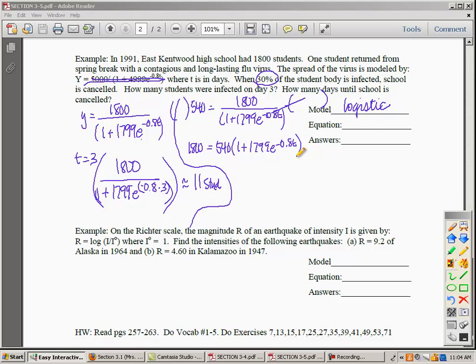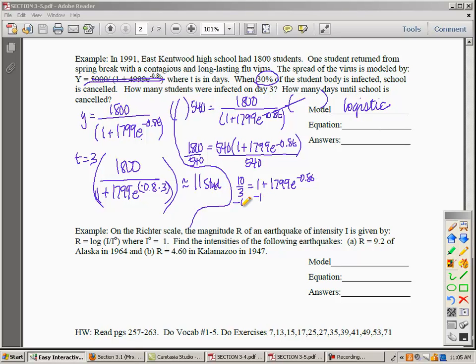Okay? And do not distribute the 540. We're going to get rid of that first. And once I think you see this set up, then it's not too bad. Okay, so this ends up being 18. I left mine in fraction form, so I apologize. This is 10/3, because you end up getting a crazy decimal, equals 1 plus 1799 e to the negative 0.8t.